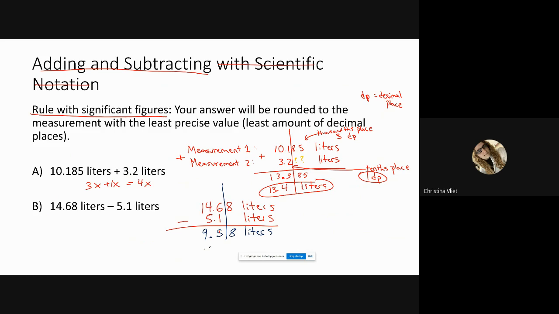9.6. And I can't include this because I don't know what that number is. So 9.6 liters is my final answer here.